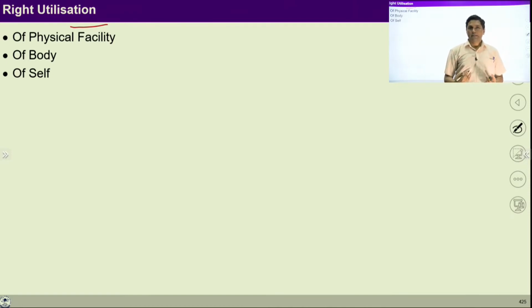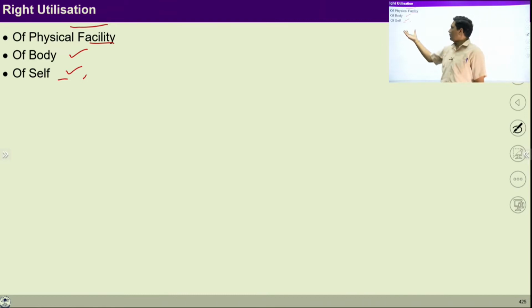Right utilization is required for physical facility, body and self. We have to right utilize physical facility, the natural resources available around us. We have to right utilize our body, and we have to right utilize our self also. These three things are available to us as resources, because each human being is a coexistence of self and body.